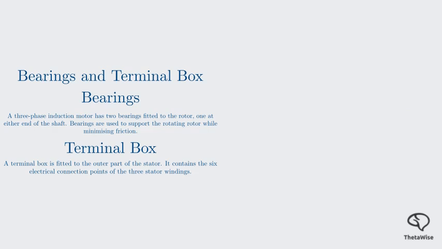We have now covered the bearings for smooth rotation and the terminal box, which provides the electrical connection and allows for star or delta configuration. These components are vital for the motor's function and connection to the power grid.